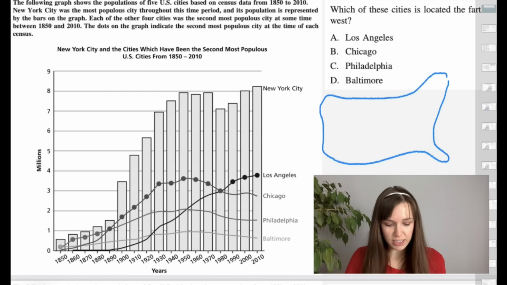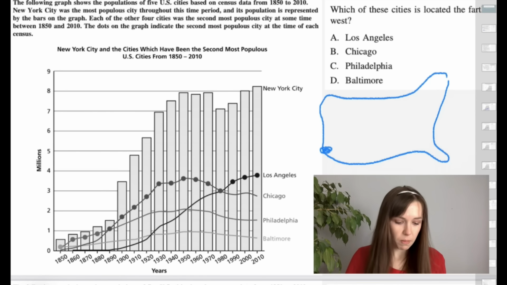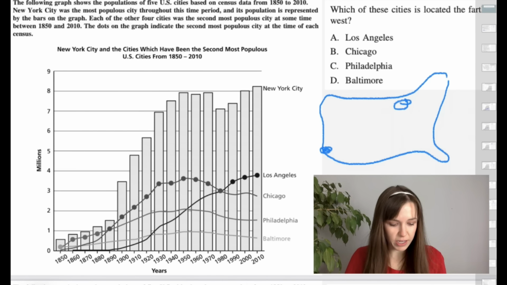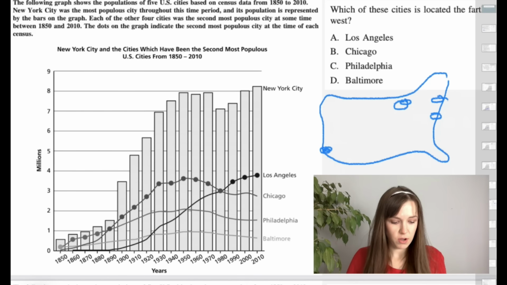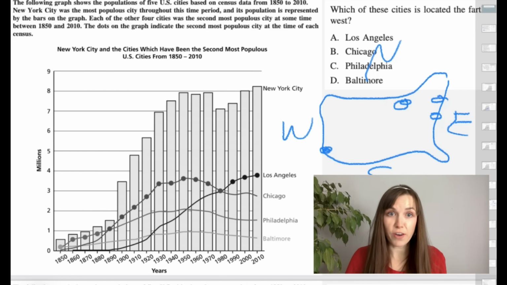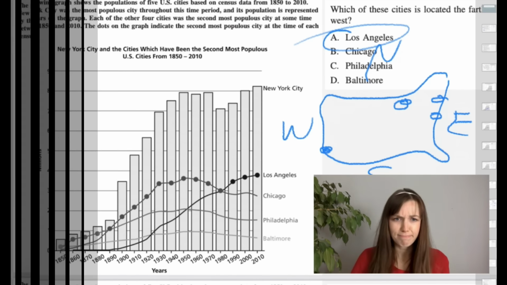Okay, so Los Angeles, we said, is over here. And Chicago is right here. Philadelphia, Baltimore. Okay, so which is the farthest west? All right, so over here is the east, and over here is the west, right? And then we have our north and our south. So which is farthest west? Clearly, Los Angeles. Know your geography.